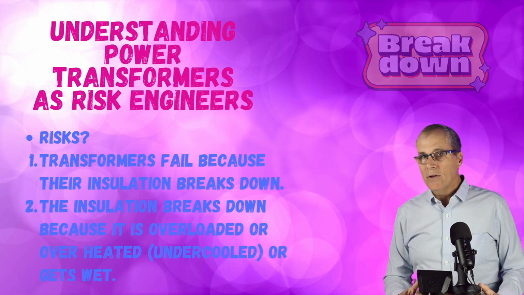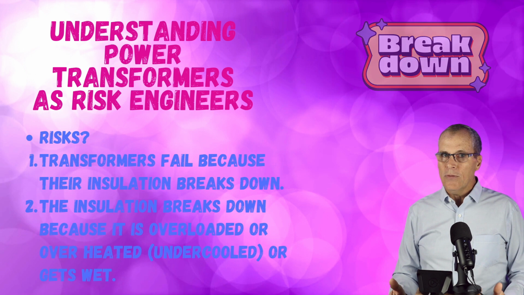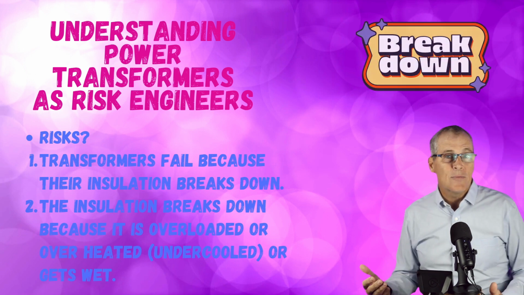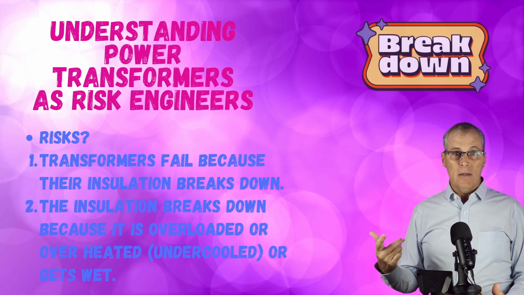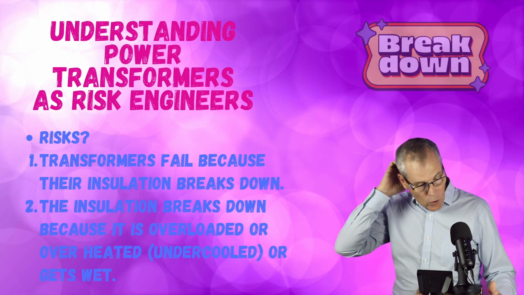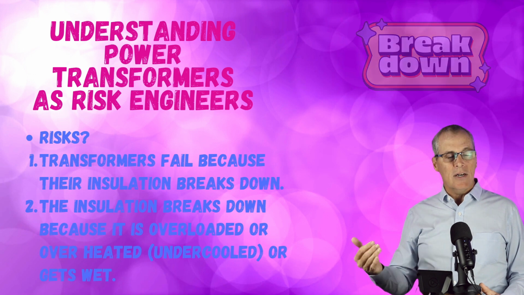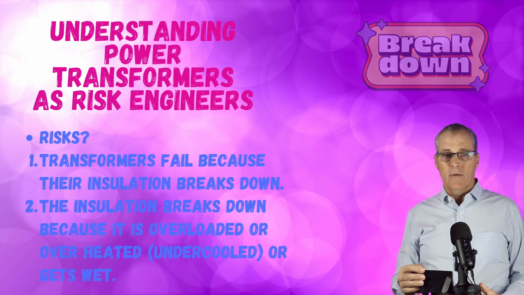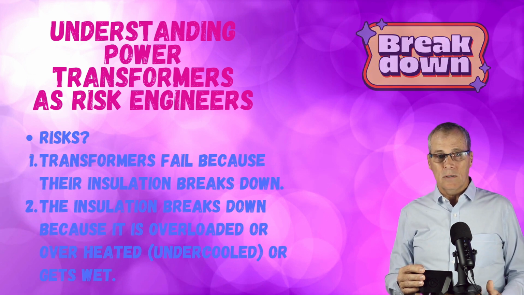And why do they fail? It's pretty simple, and this is something that everybody can keep with them from now on. Transformers fail because the insulation breaks down. Pretty easy. What's the insulation? It's paper and oil. How does it break down? Overload it, overheat it, or get it wet. Okay? So if we can just manage those simple things, we can protect our transformers. Still need to look at end of life because they won't last forever, even though there's some out there that are 60, 70, 80 years old and still operating.